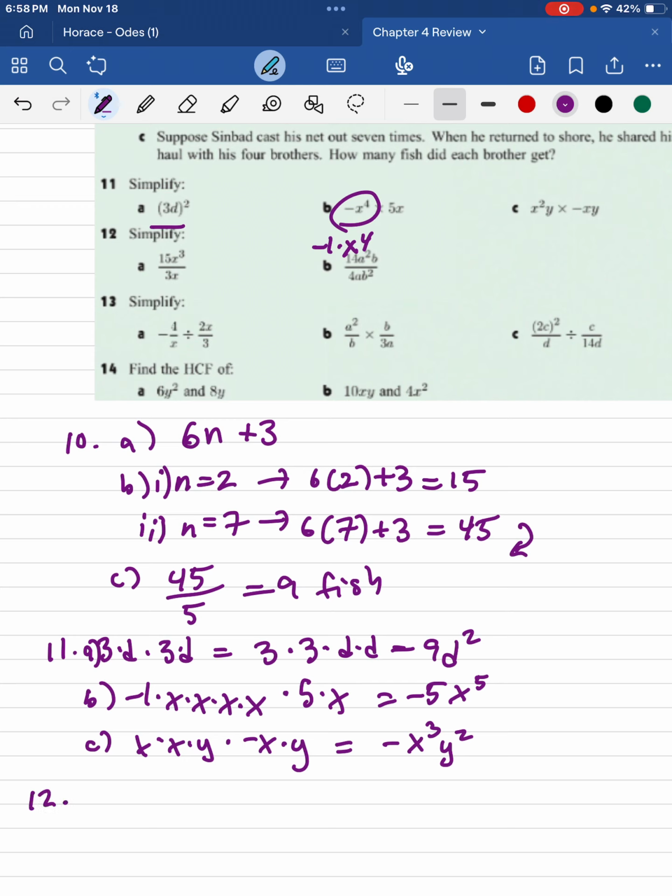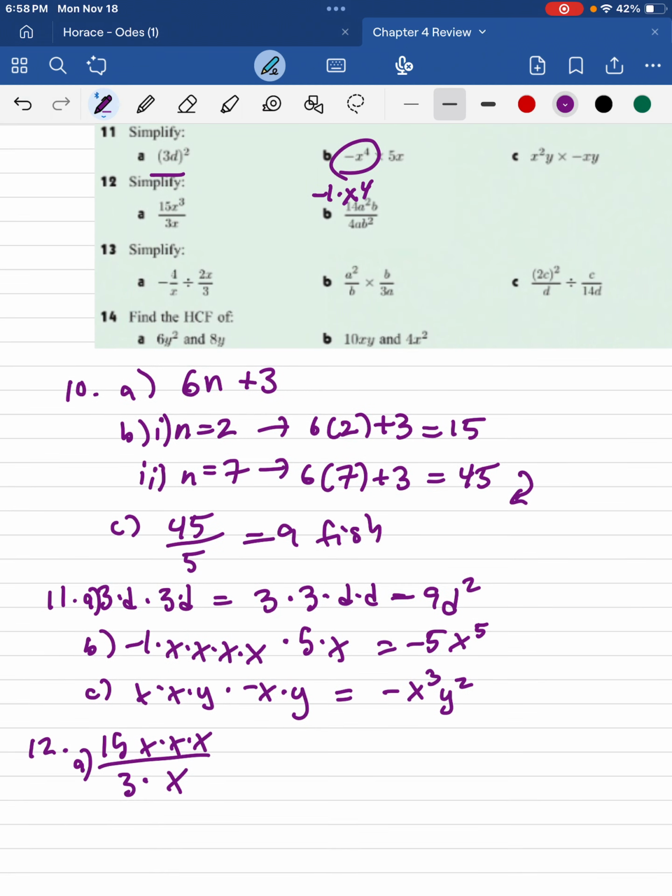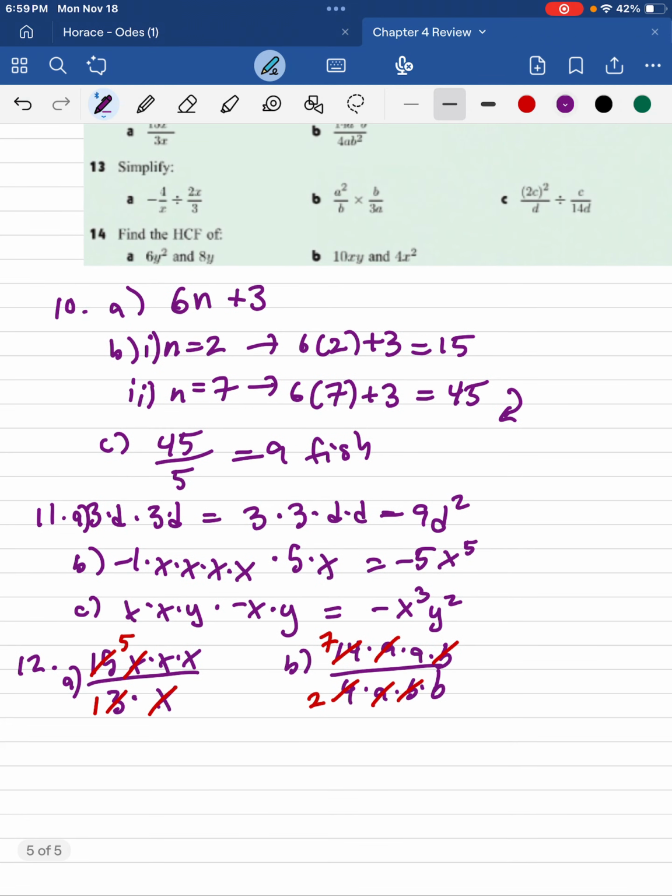Number 12, I will simplify, so I gotta write everything out. 15 x times x times x, 3 times x. I also have, for part B, 14 times a times b, 4 times a times b times b. I'll use my red pen now to mark off all the terms that are the same on top and bottom to eliminate them. And I'll also make sure I simplify the numbers. Here, 15 and 3 are both divisible by 3. I get 5 on top, I get 1 on bottom. 14 is divisible by 2, 4 divisible by 2. I get 7 on top, 2 on bottom.